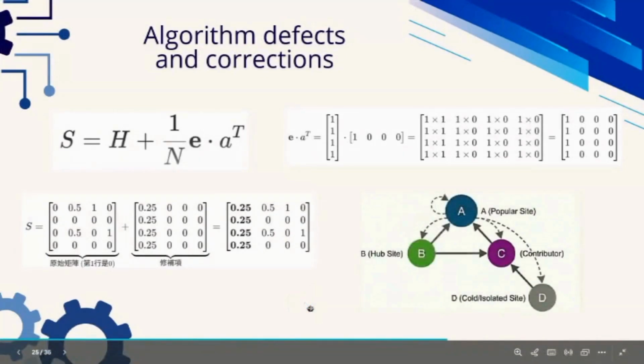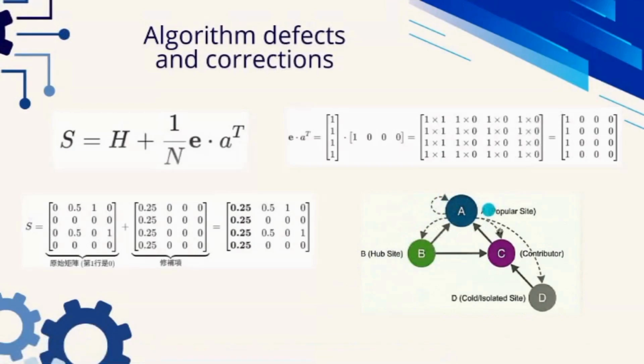And what we actually did is, when we flow into the dead ends, we jump to any node with equal chance.